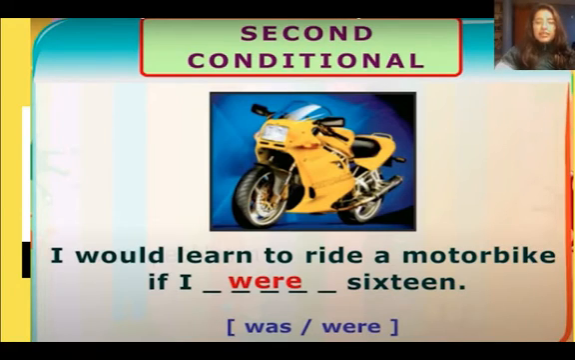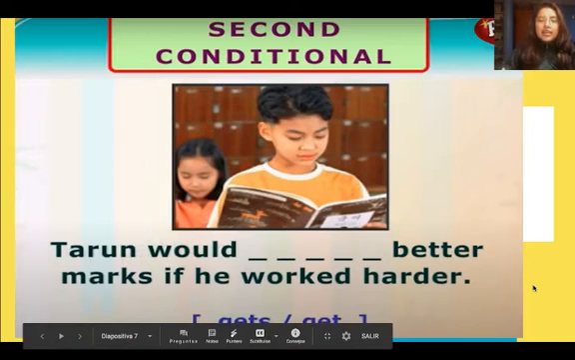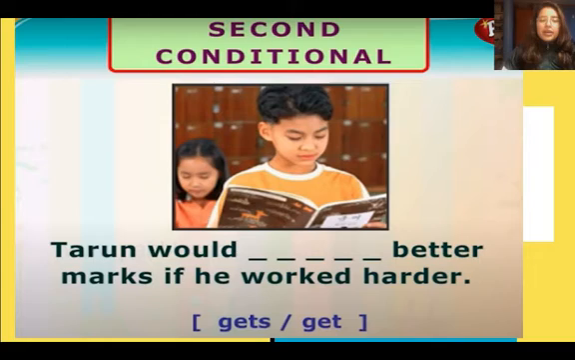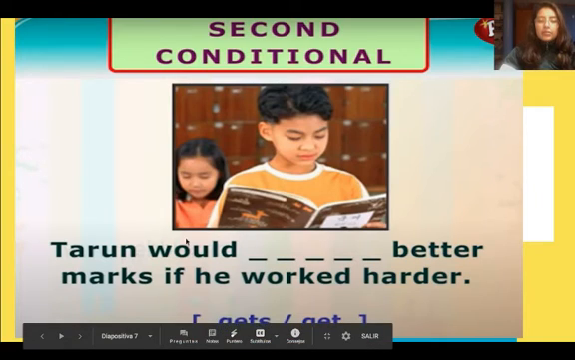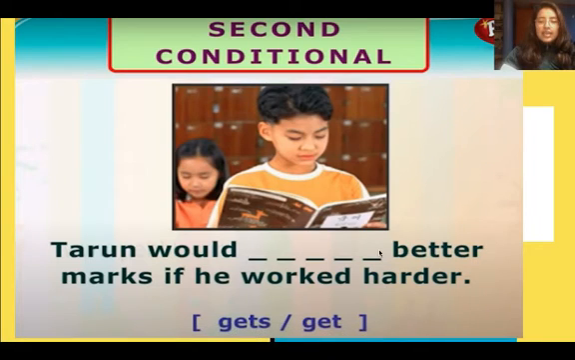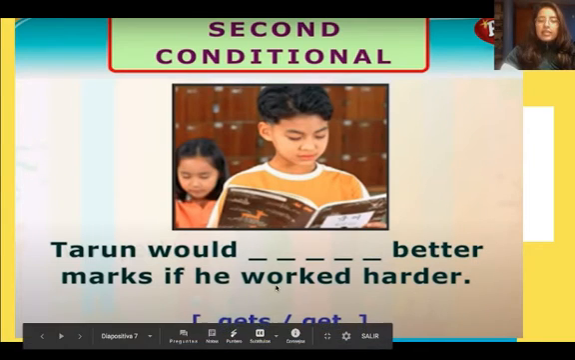Don't forget that. Okay, let's start with the second exercise. Second conditional. Rajat would get better marks if he worked harder. In this case, what do you have to use? Gets or get? Okay, remember, when you use would, the modal would, the verb is in the base form. In this case, what is the base form? Gets or get?